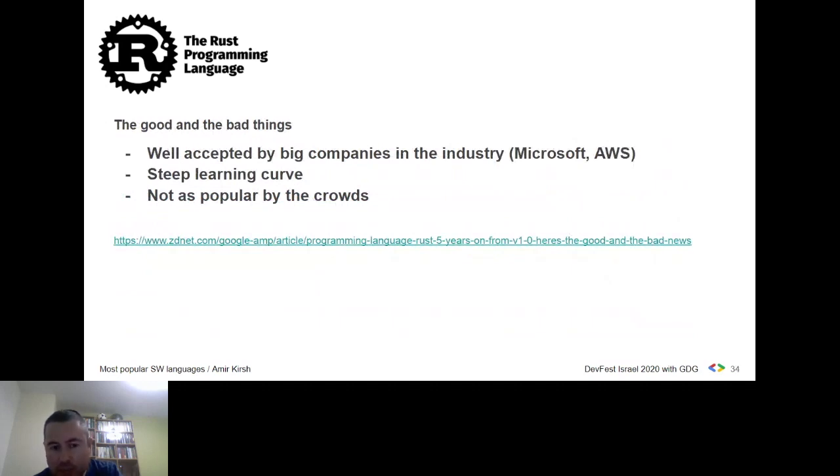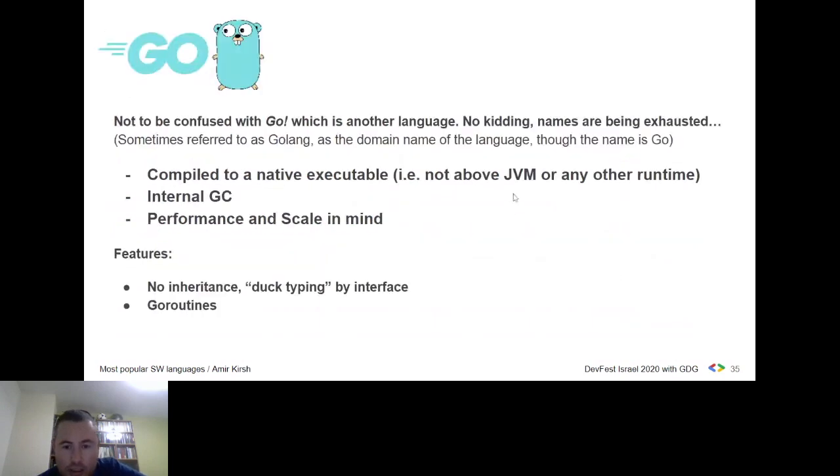Go is also a big promise, and don't confuse it with another language called Go exclamation mark. I'm not kidding, there are 2 languages. The names are getting a bit exhausted. It is compiled to a native executable. There is no runtime that you have to go with. It is an executable at the end, but with a garbage collector. While Rust is without garbage collector, as C++ is, Go goes with a garbage collector.